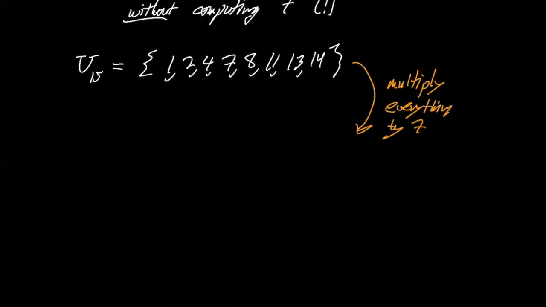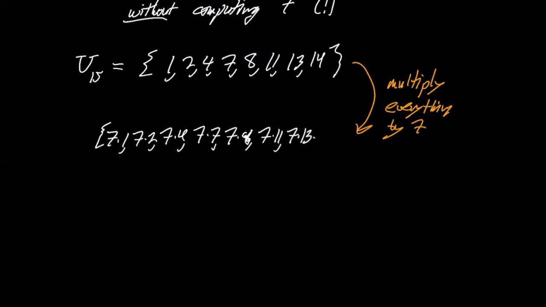Okay, so we get the set. Well, I'll write it the dumb way first. 7 times 1, 7 times 2, 7 times 4, 7 times 7, 7 times 8, 7 times 11, 7 times 13, 7 times 14, right? Let's actually compute this. 7 times 1 is 7, 7 times 2 is 14. 7 times 4 is 28. Mod 15, that's 13.